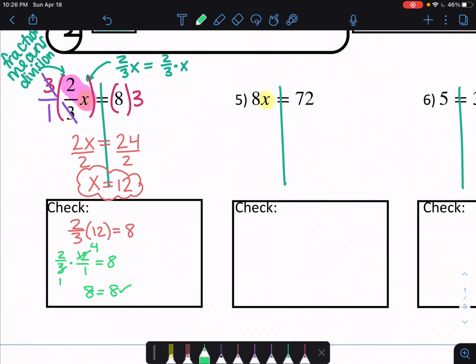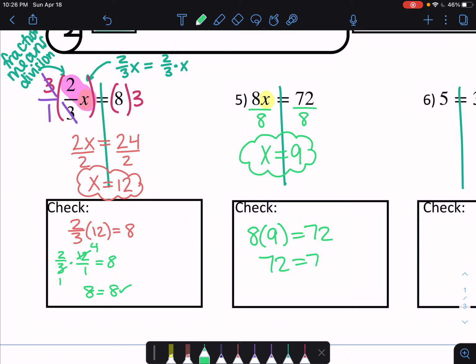For number 5, I'm undoing multiplication. To undo multiplication, I'm going to divide. So I'm going to divide by 8 on both sides. So x equals 9. So I'm going to do 8 times 9 equals 72. And 72 is indeed equal to 72.